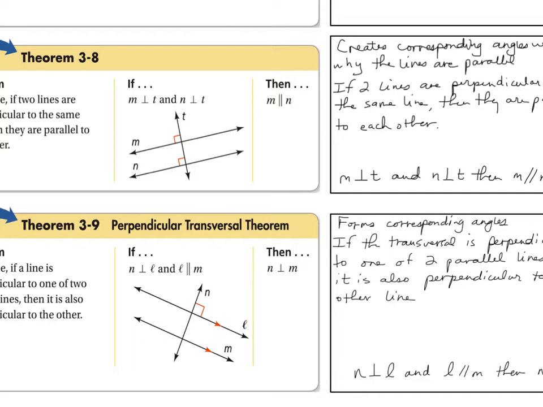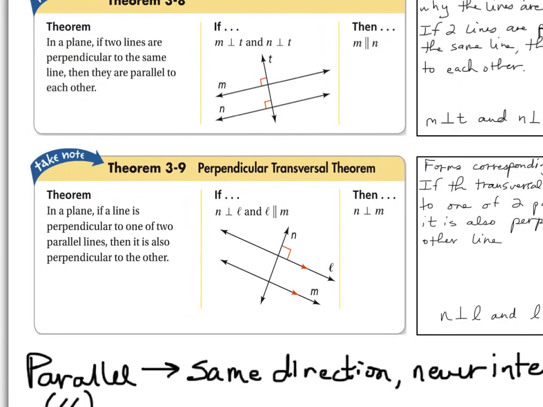Okay? And then it comes to the last one, Theorem 3.9. Theorem 3.9 says in a plane, if a line is perpendicular to one of two parallel lines, then it's also perpendicular to the other. So in this case right here, what it's saying is if this transversal N is perpendicular to L, and L and M are parallel, it's also perpendicular to M. Okay, because again, in order for these two lines to be parallel, these angles have to be congruent. Again, very simple to corresponding angles.